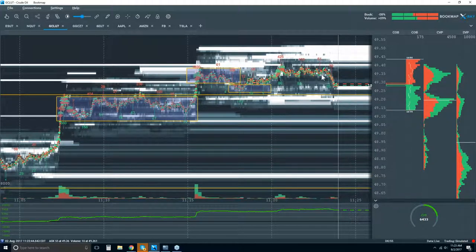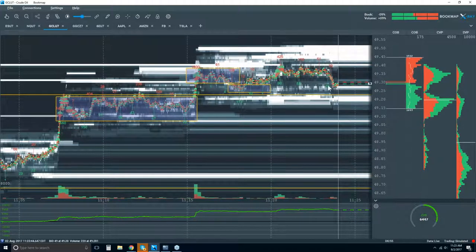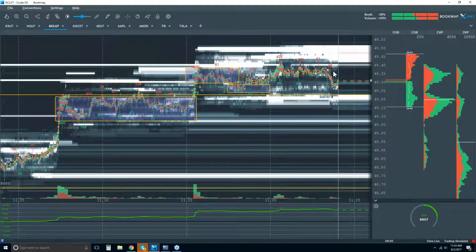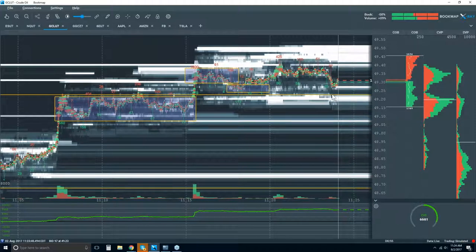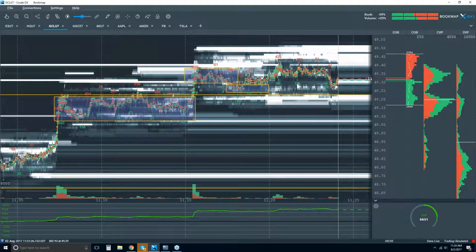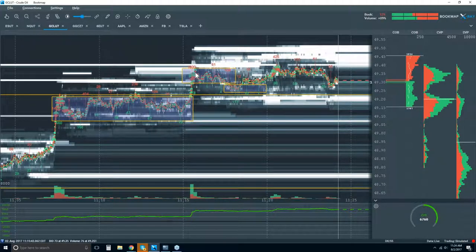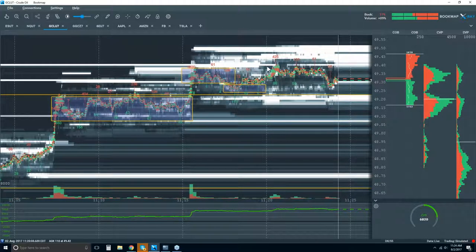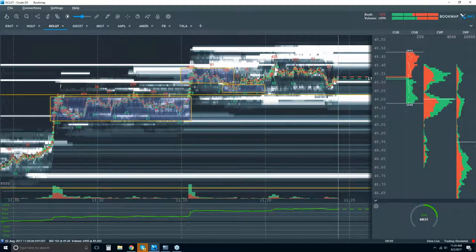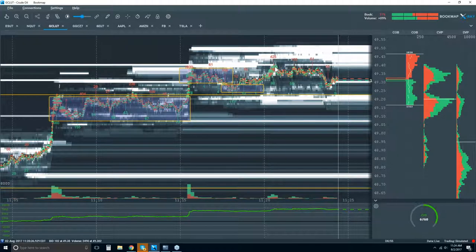Okay, I just don't have enough time to go through all this. So why I say that? Let me finish one point and then move to the next. The pullback here was shallow. The pullback here was deep. The breakout here was not as strong. The breakout here was even less strong. That's why I was looking for less than or equal to 15 ticks. Okay, we didn't even get 15, not even close.